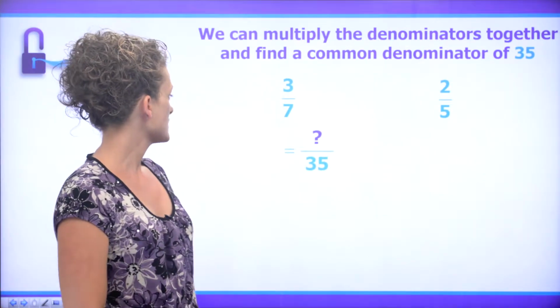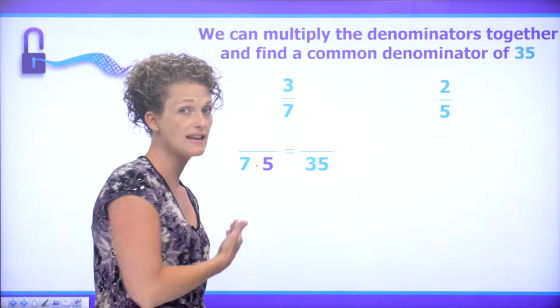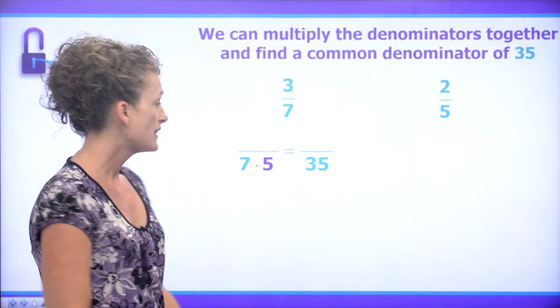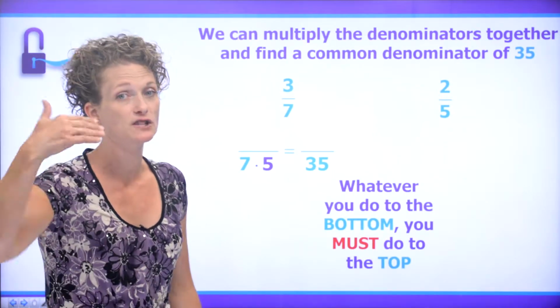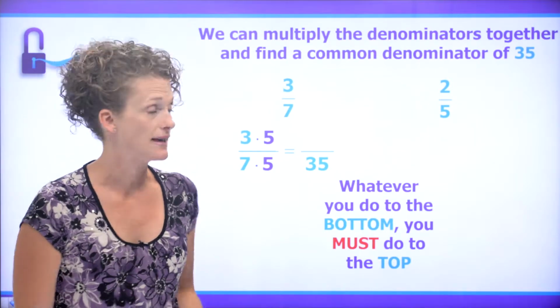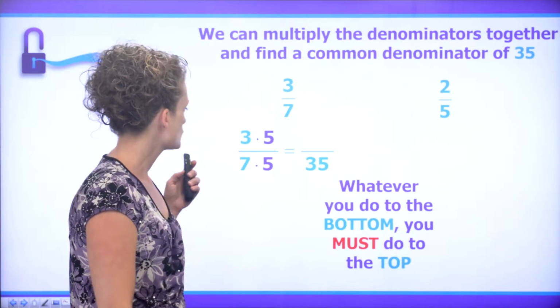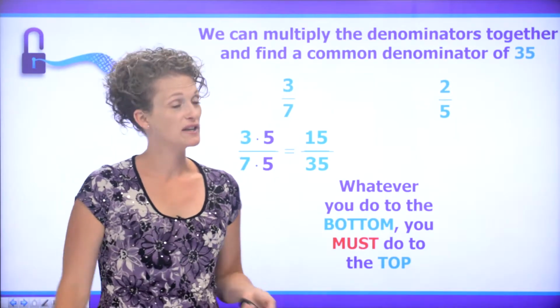So what does that give us? Well, if they're over 35, we ask, what do we have to multiply 7 by to get 35? And the answer is 5. Whatever we do to the bottom, we have to do to the top. So we're also going to have to multiply 3 by 5. If we multiply 3 by 5, we get 15.